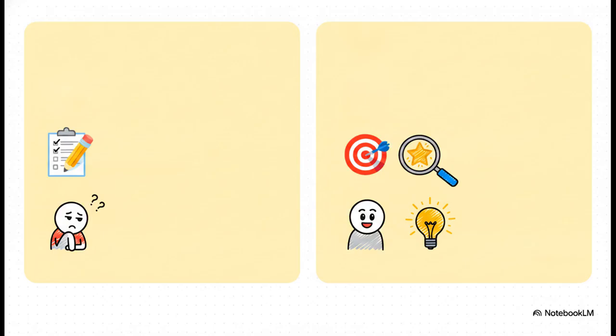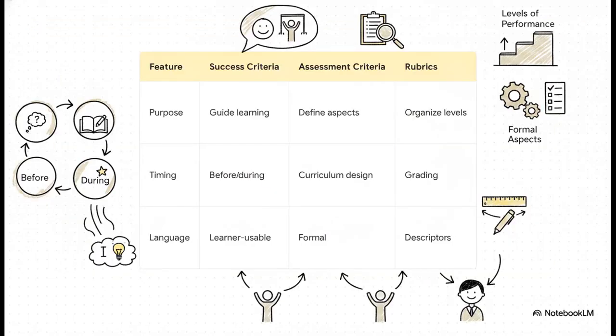Okay, let's untangle 3 terms that get constantly mixed up in education: success criteria, assessment criteria, and rubrics. Assessment criteria define the formal aspects of what will be judged. A rubric organizes those criteria across different levels of performance, and that's usually used by the teacher during grading. But success criteria, they are totally unique. They're designed to be learner-usable, often written in I statements, and they are used before, during, and after the learning. Put simply, rubrics organize criteria, but success criteria make quality visible to the learner while the learning is actually taking place.